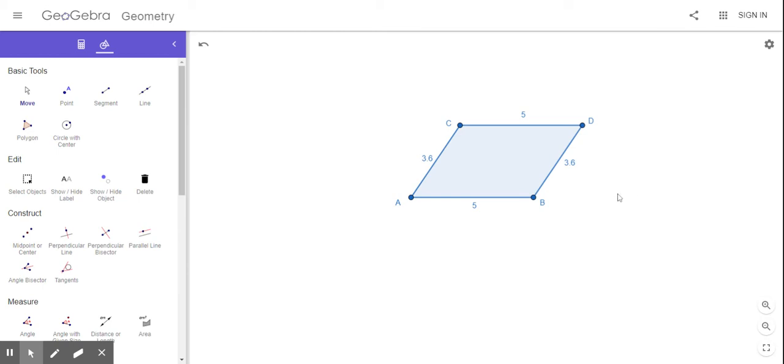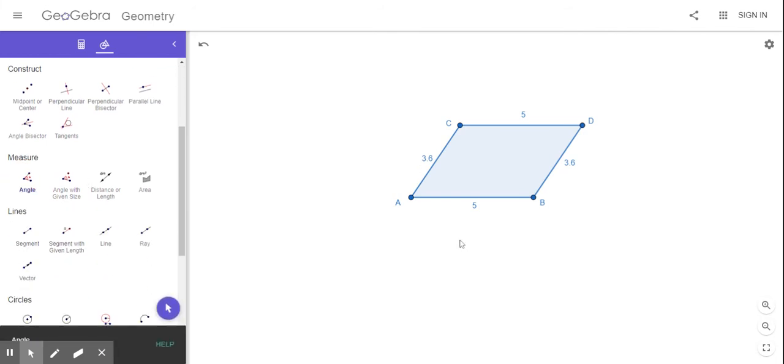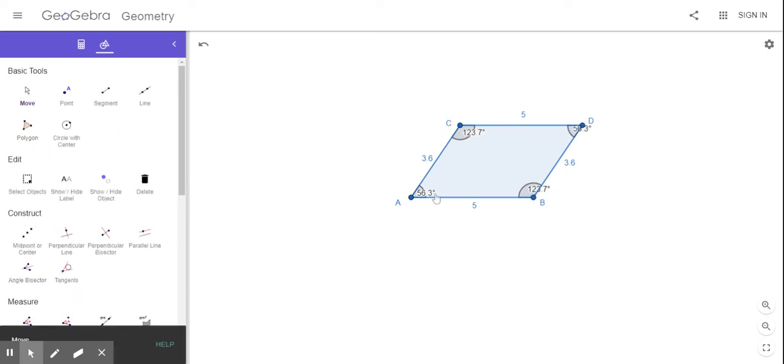The second thing we're going to look at is the opposite angles. So now we're going to look at the angles that are across from each other. So this time I have to select the Measure Angle tool. And I have to select 3 points. So angle C, we would say, is 123.7 degrees. Now let me get all the other ones. Okay. Let me scoot this out where we can see everything.